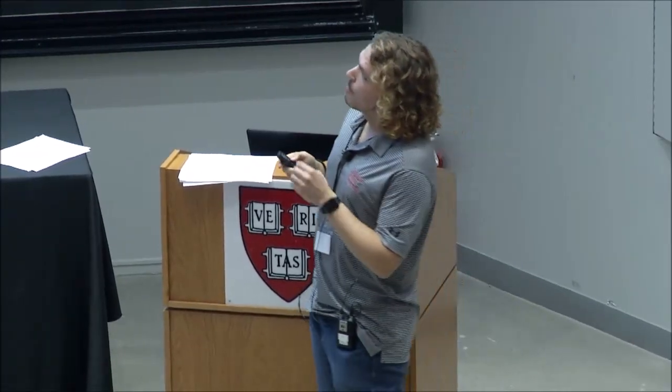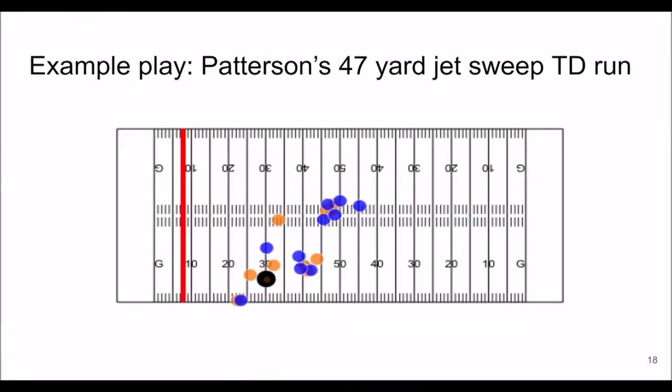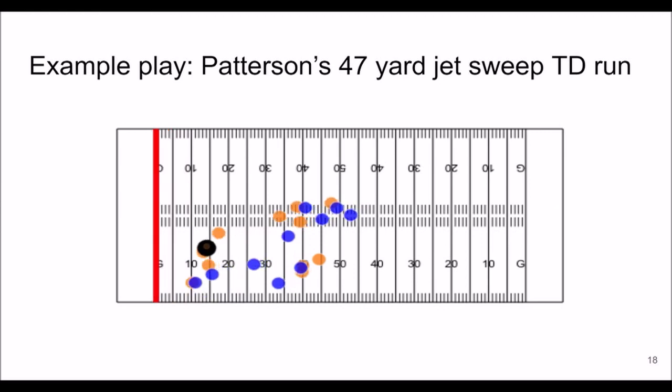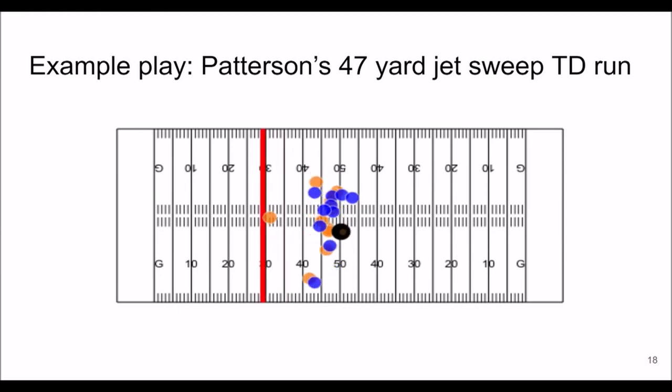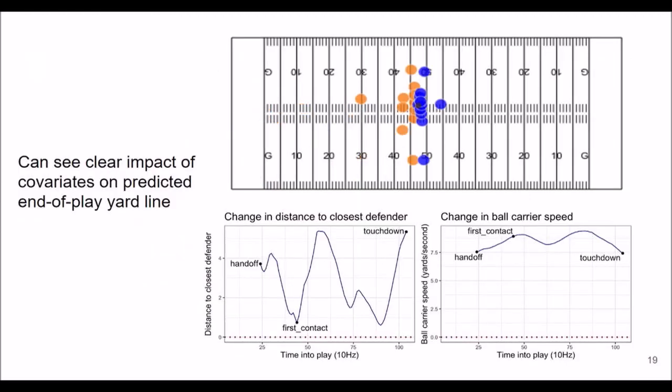So now we're going back to the example play, and this red line is showing the predicted end-of-play yard line. So you can see throughout the course of this run, from the start, as he's already moving in motion, he's already expected to have a solid gain, and it increases steadily after the point of first contact up until it gets to a touchdown. So you can connect this then to the actual variables in the models.